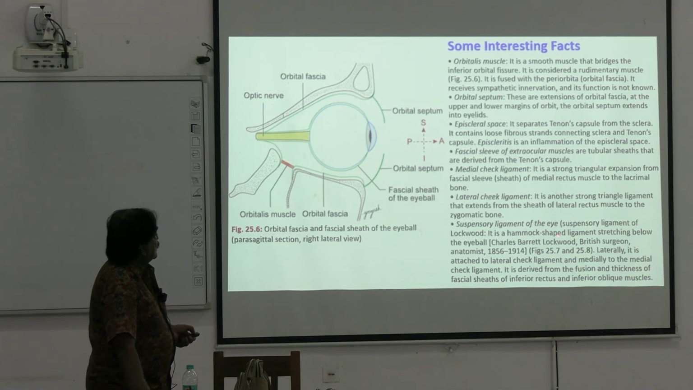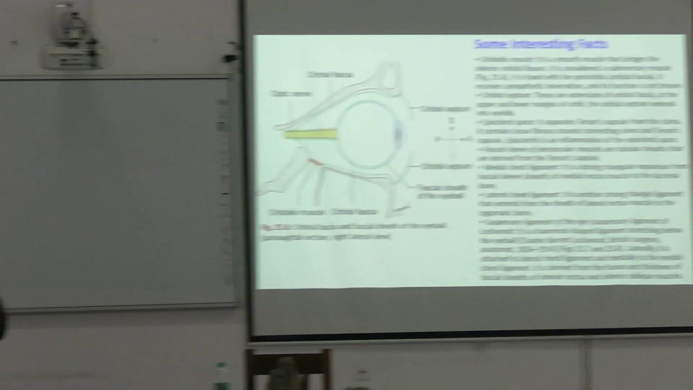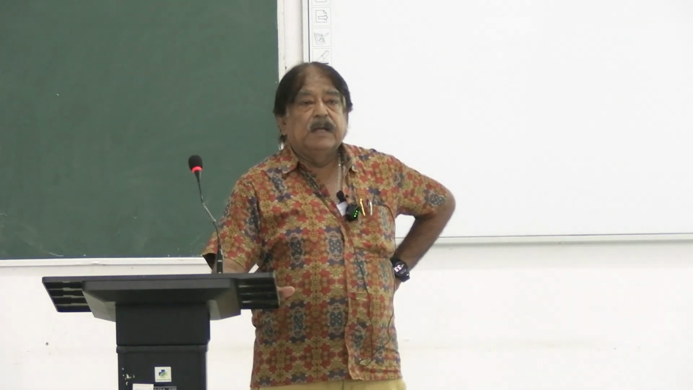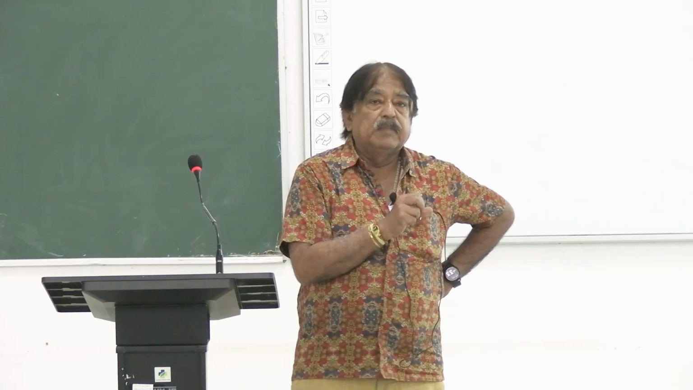It is a hammock-shaped ligament stretching below the eyeball. Named after Charles Barrett Lockwood, a British surgeon. Laterally, it is attached to the lateral check ligament and medially to the medial check ligament. It is derived from the fusion and thickening of the facial sheath of the inferior rectus and inferior oblique muscles. Now, Tenon's capsule can be even a 10 marks question. Please focus on this area and also the muscles of the eyeball.